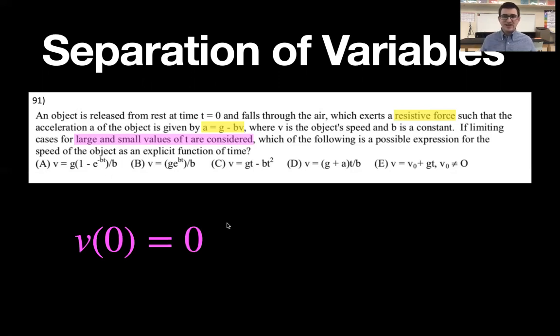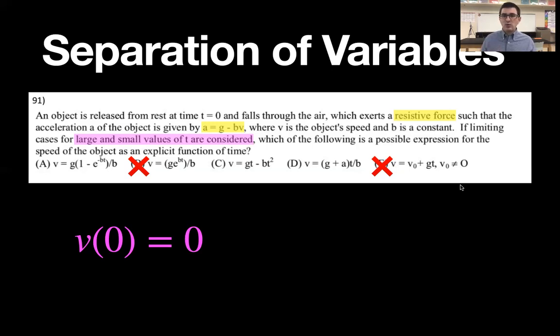If we're looking at these answer choices, does any of them have a velocity at time equals 0 that is not equal to 0? We can see that this is true of two of them, because e to the 0 is 1, so the velocity is going to be g over b. That's not 0, so that's not right. And then here the velocity equals some v naught that is specifically not equal to 0. So we can right off the bat eliminate two answer choices and give us a much better chance at guessing the right answer. But we don't need to guess.